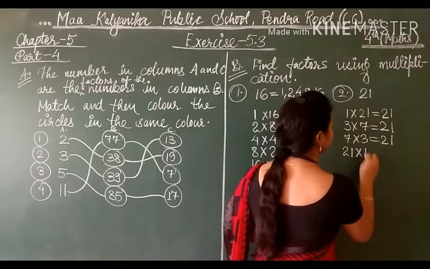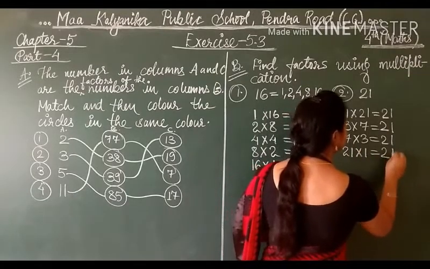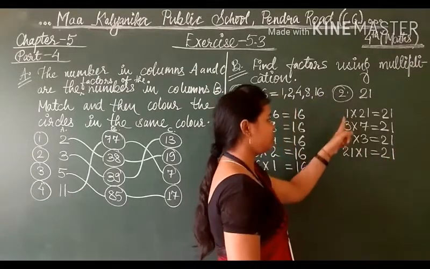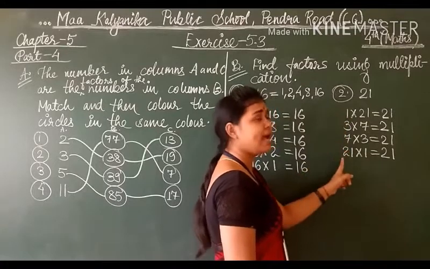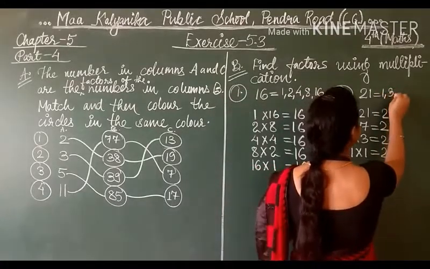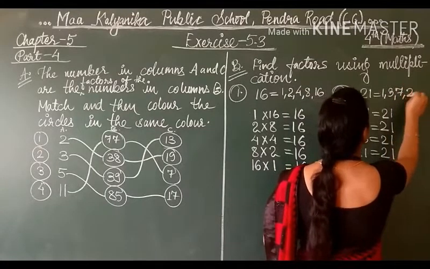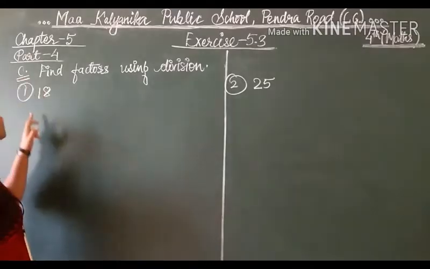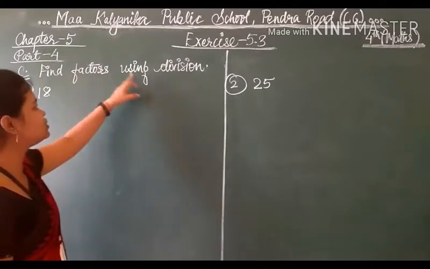So 21 into 1. So see students, 21. So 1, 3, 7 and 21 are the factors. 1, 3, 7 and 21. So see students, find factors using division.